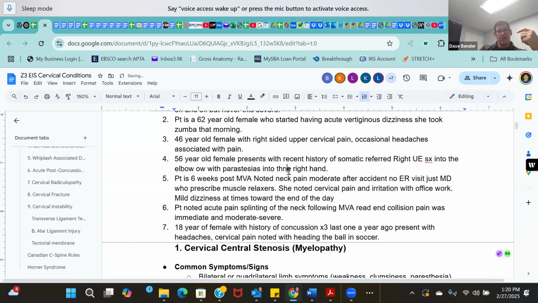Changes one here a little bit. Changes one, we're going to go. A 56-year-old female presents with recent history of somatic referred pain to the right upper extremity, into the elbow, and she has some somatic referral down into the right hand and forearm. It is not a paresthesia.